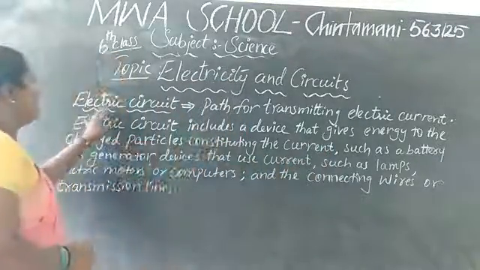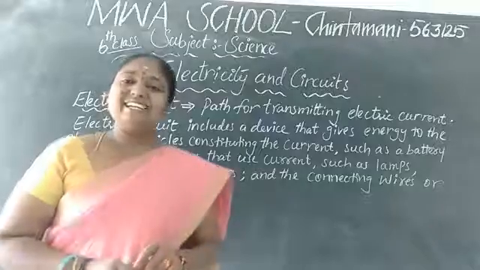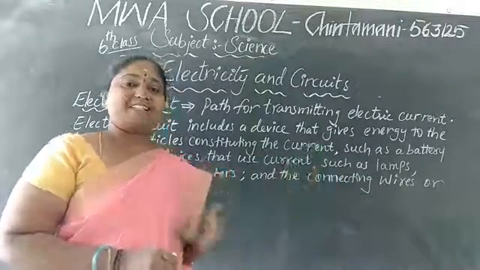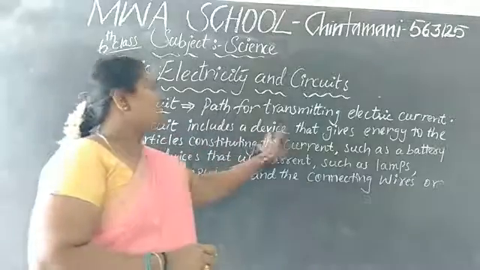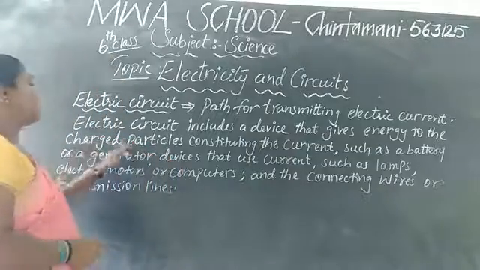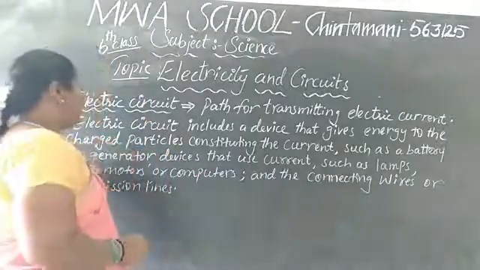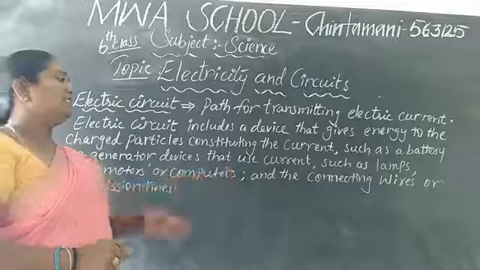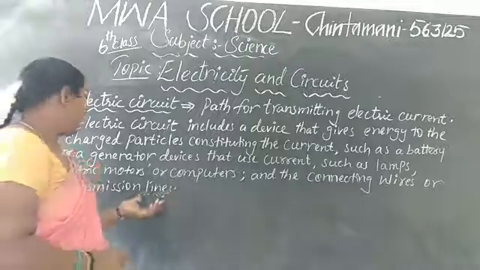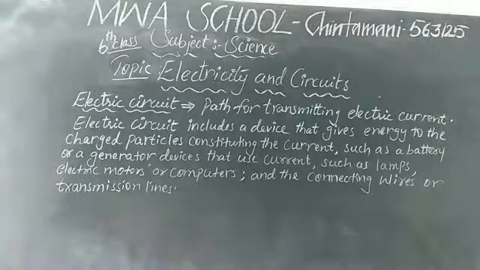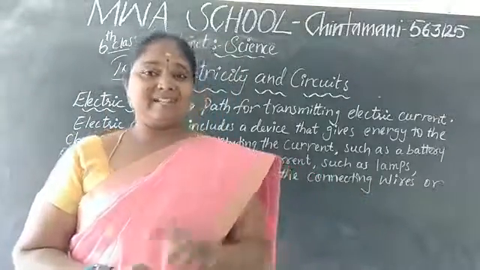Let me see. What do you mean by an electric circuit? It is the path of transmitting the electric current. That means it is the way of transmitting the electric current. An electric circuit includes a device that gives energy to the charged particles constituting the current, such as a battery or a generator. Devices that use the current, such as lamps, electric motors or computers. And the connecting wires or the transmission lines.